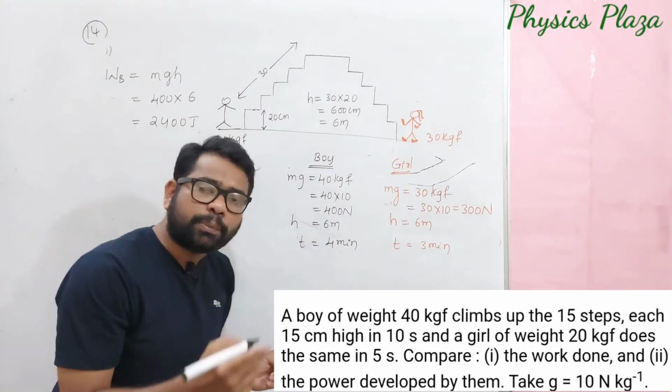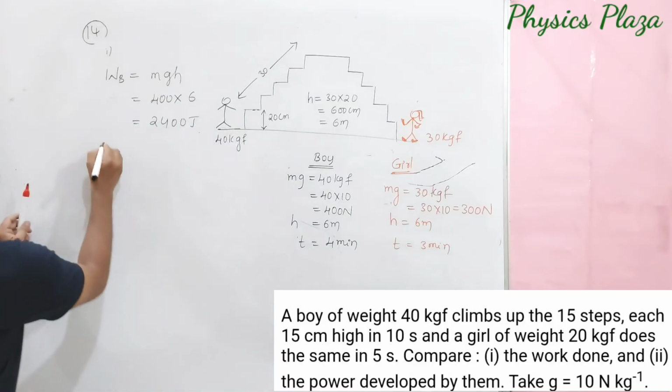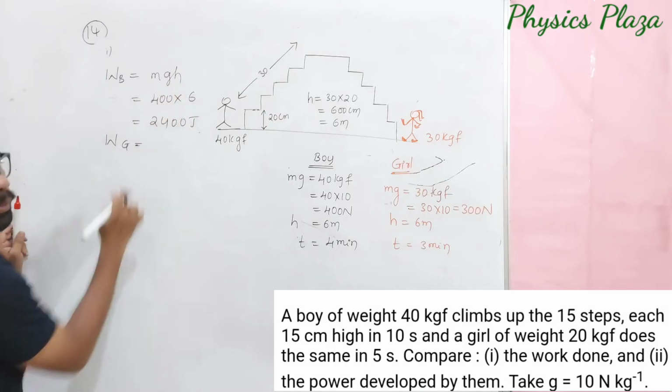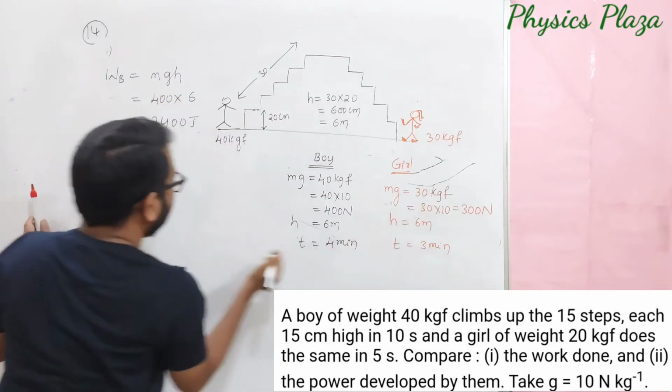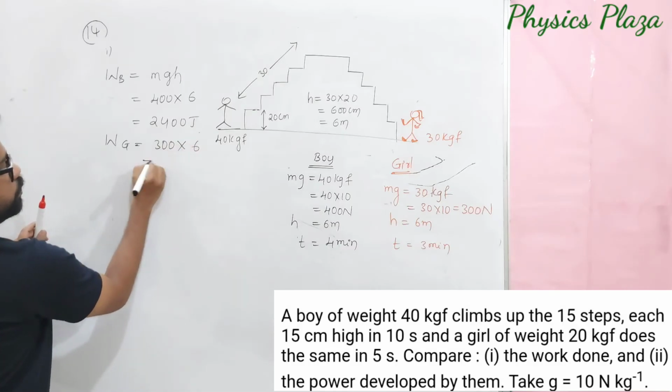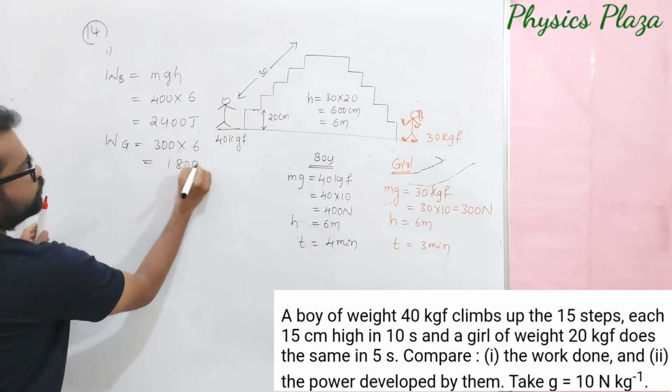Then how to calculate the work done by the girl? In the same manner, work done by the girl is given by the same formula, mgh. So mg is 300 into 6 meters, so it is 1800 joules.